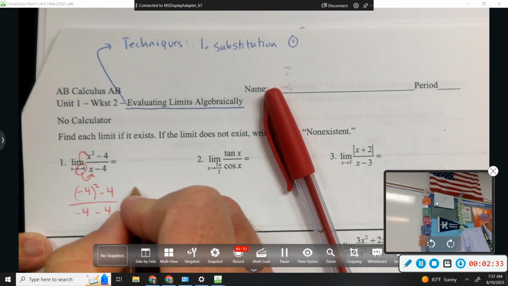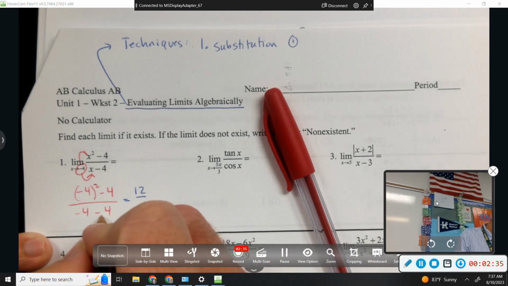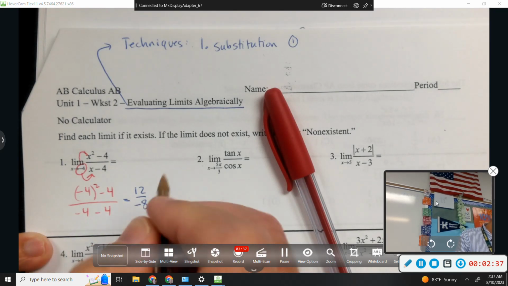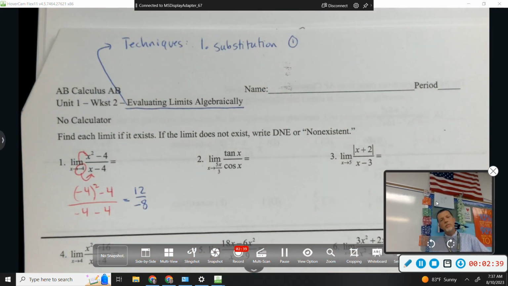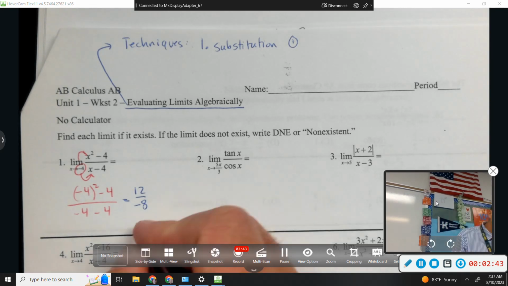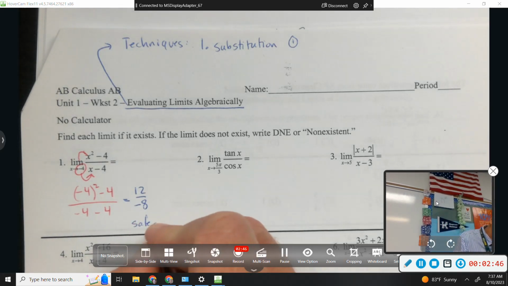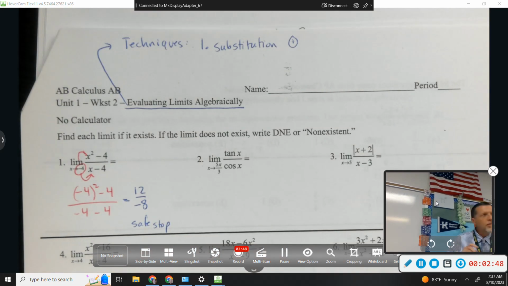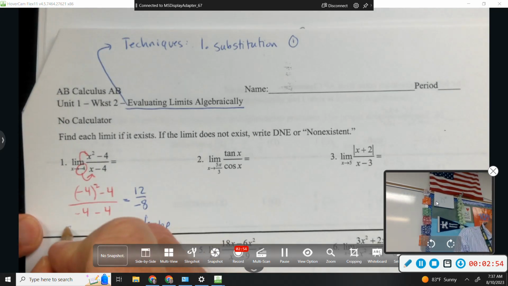16 minus 4 is 12. -4 minus -4 is -8. And, oh yeah, we're in calculus now, so that is a safe stop. We do not have to reduce fractions. In fact, if the problem is calculator ready, you don't have to go any further. So even the step before that is a safe stop.